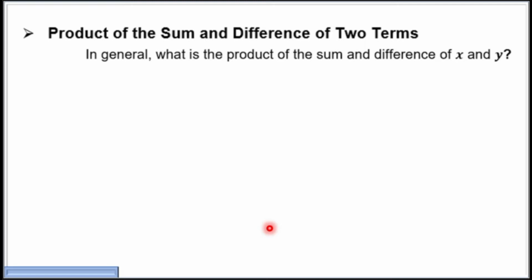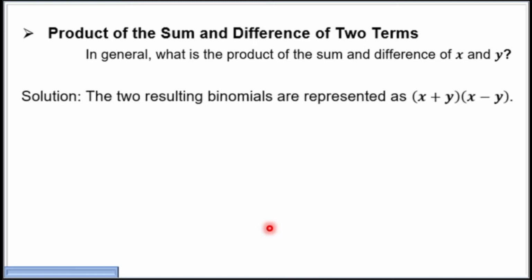So, daghan-daghan ba ni class, no? Okay, padayon. In general, what is the product of the sum and difference of x and y? Solution. The two resulting binomials are represented as the quantity of x plus y times the quantity of x minus y, may product of the sum and difference of two terms. Duha ka terms, ilang gikuha ang pag-plus o pag-minus na lang duha. Example, the quantity of x plus y times the quantity of x minus y. Kung sa may resulta ani nila.